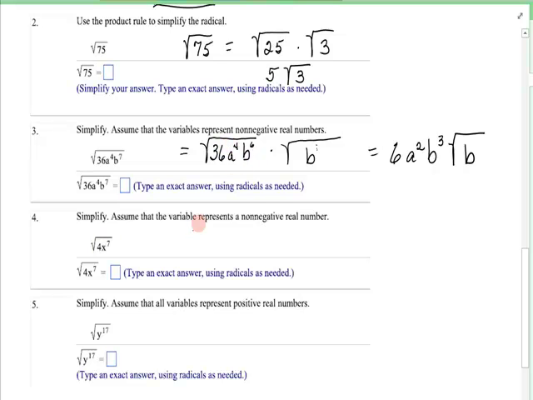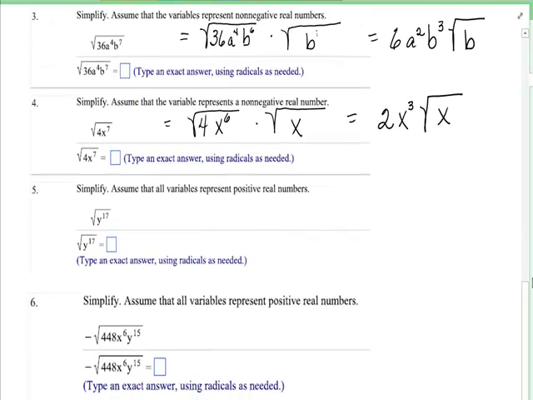All right, let's look at number 4. 4x to the 7th. 4 is a perfect square. X to the 7th is not. The way we deal with variables with exponents is we take 1 away, and that leaves 1 fewer, but it will be even. The square root of 4 is 2. The square root of x to the 6th is x to the 3rd times the square root of x.